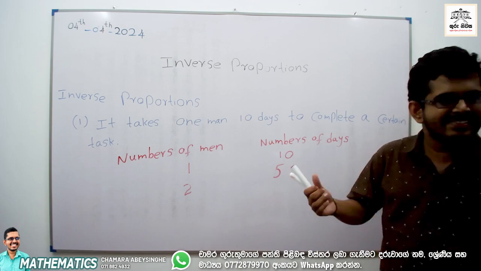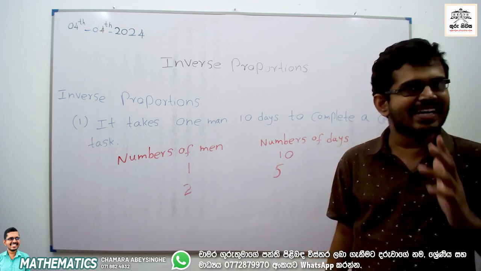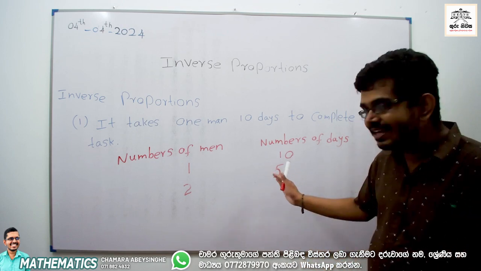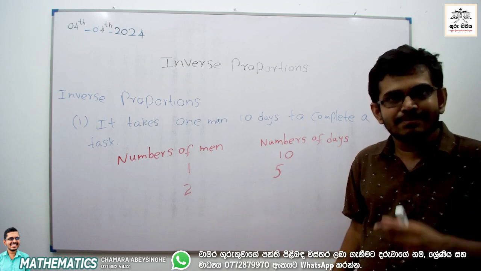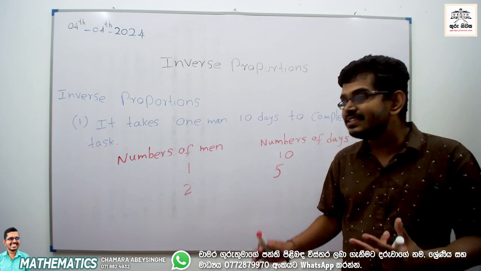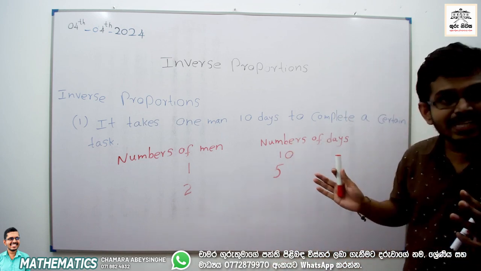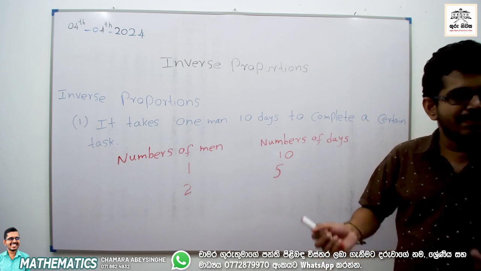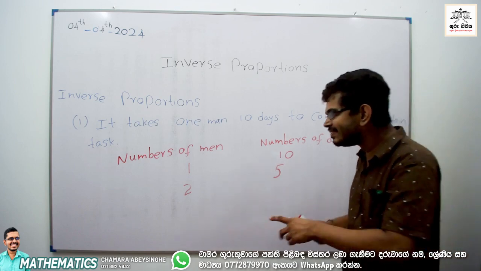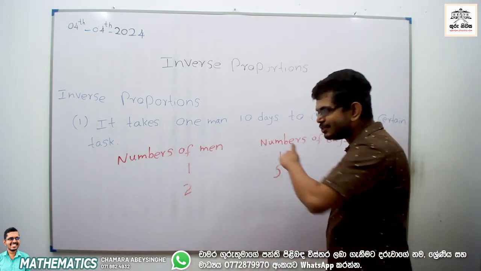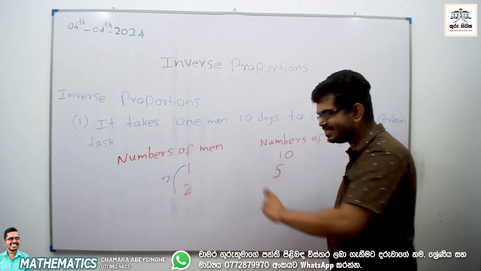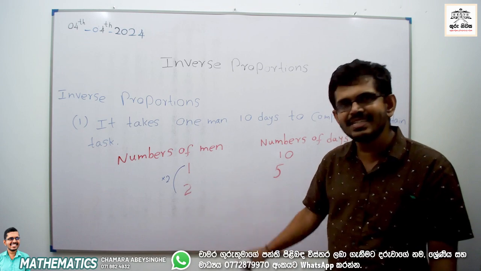සරලව කිව්වොත්, කැල්කියුලේෂන් එකක් නැතුව, ගණනය කිරීමක් නැතුව අපි කතා කරන්නේ. ඔව්. මිනිස්සු ගාන වැඩි වෙනකොට, number of men is increasing, number of days is decreasing. ගත වෙන කාලය අඩු වෙනවා. Let's see the number of men, students. 1 multiplied by 2, 2 is the answer.